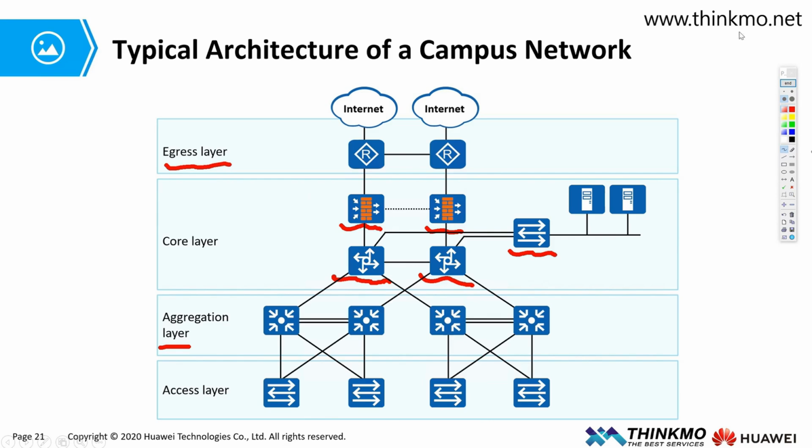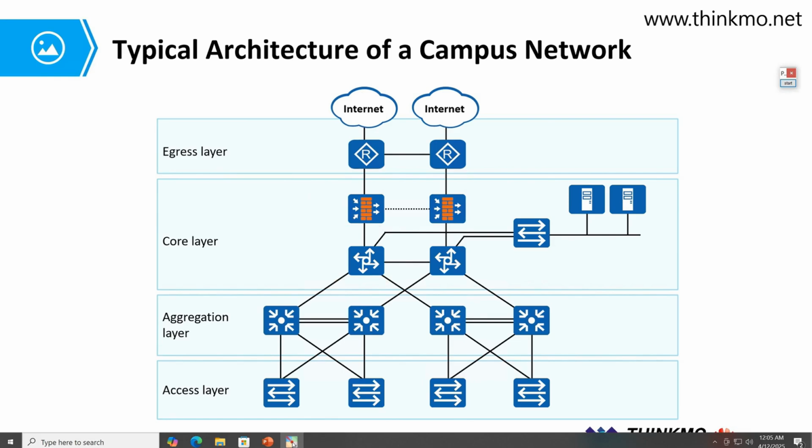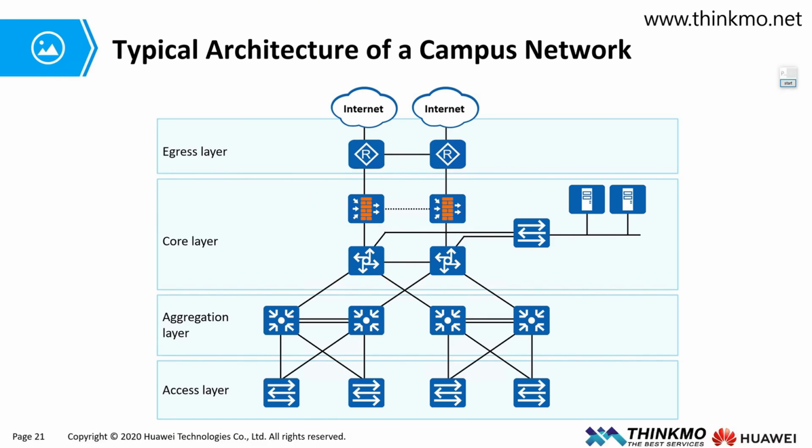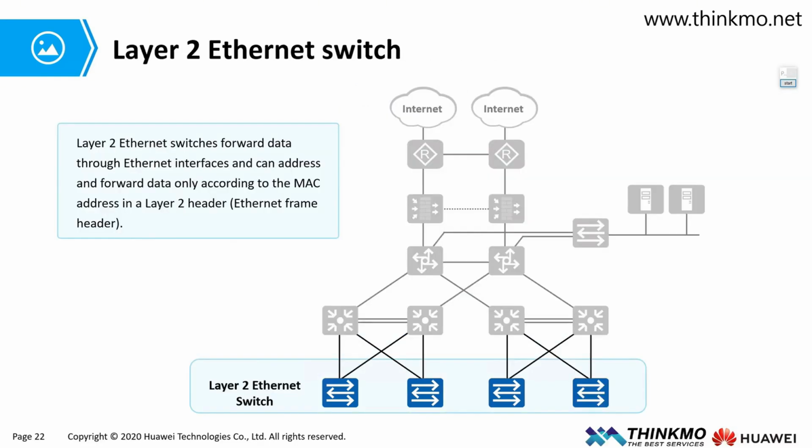Within our network, as we mentioned earlier, there are access, aggregation, and core layers. In our network, we often refer to devices such as layer 2 switches and layer 3 switches. In this context, layer 2 switches, for example, as shown in our diagram, are the network devices closest to the end devices within our entire campus network. They are used to connect these end devices to our campus network.